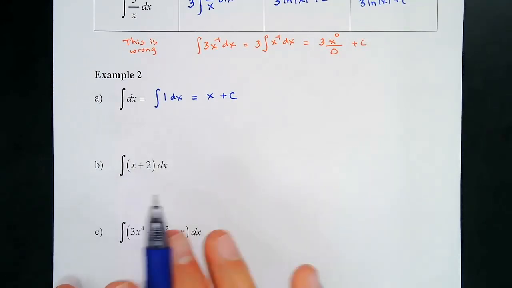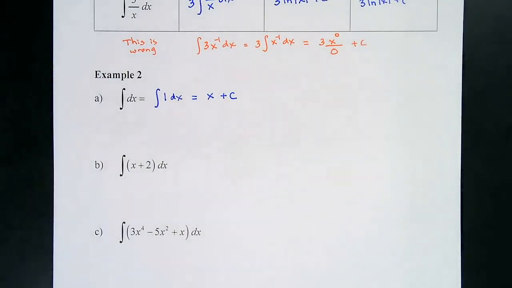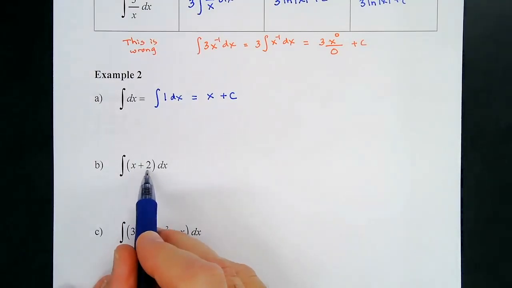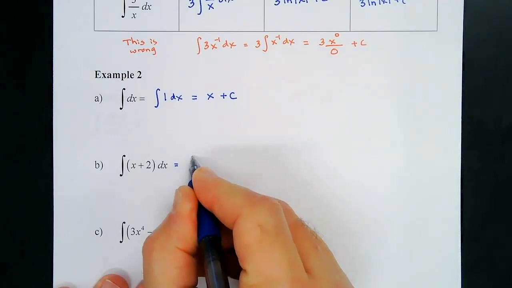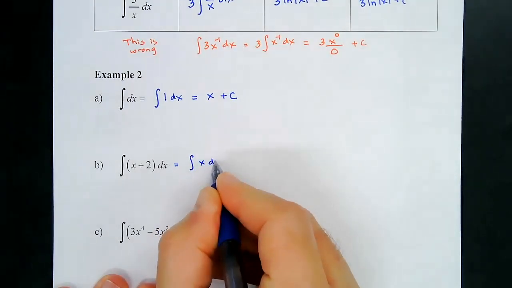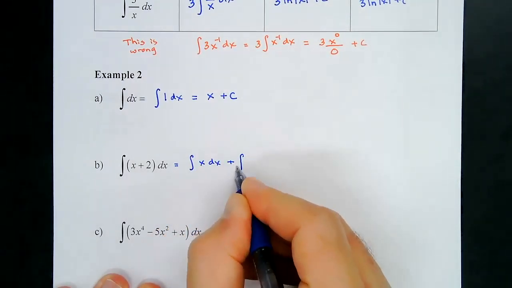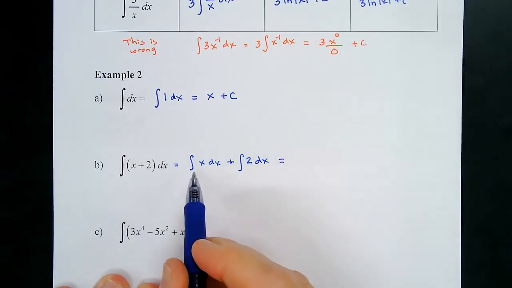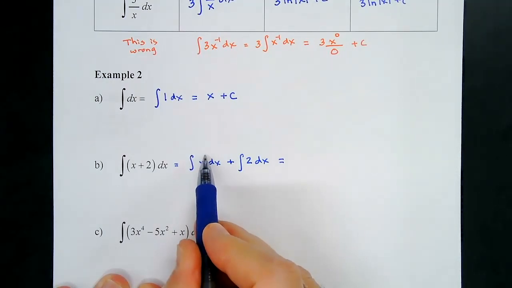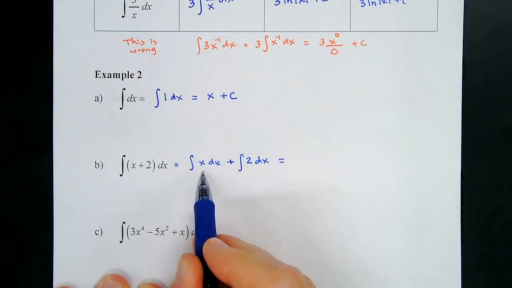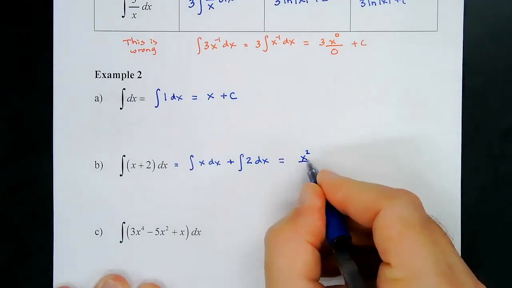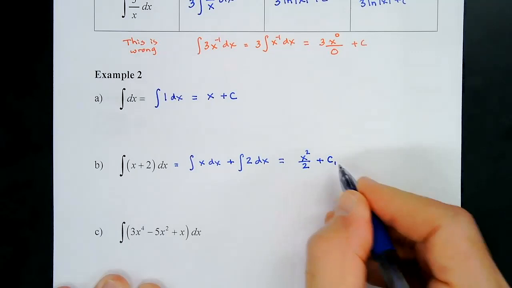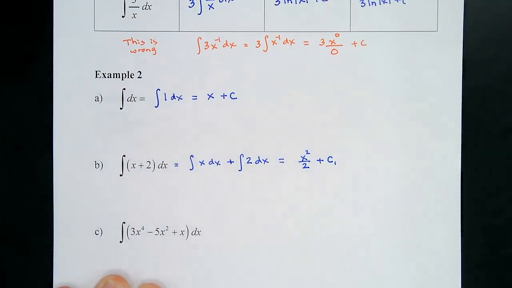This next one is because we're adding. I'm going to write this all out for the first time, and from here on out, we're just going to do it quickly. Because I have a sum of 2 functions, I can rewrite this as the integral of x dx, adding the integral of 2 dx. Applying the power rule, I add 1 to the power, making a power of 2, and divide by that. So this becomes x squared over 2 plus some constant c1. You'll see why I'm calling it c1 in just a second.